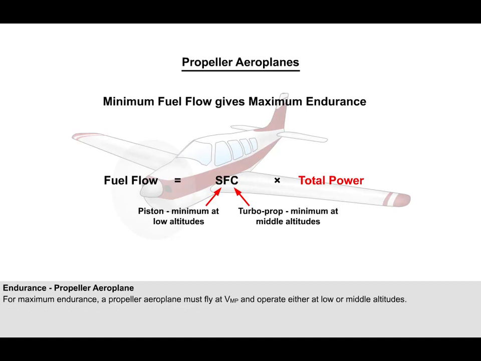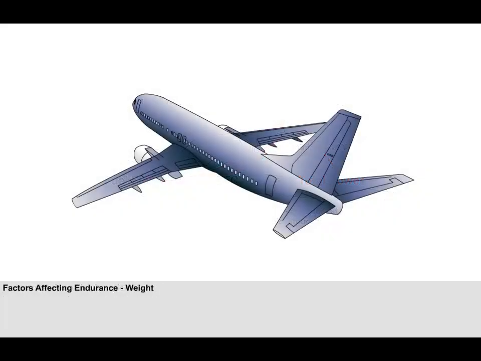Therefore, the only other way to minimize fuel flow is to use the minimum amount of power. This can be achieved by flying at the speed for minimum power required, or VMP. Note that for a propeller aeroplane, it is VMP that is the speed for maximum endurance, whereas for a jet, it is VMD. Having studied how to achieve maximum endurance for both jet and propeller engines, let us now examine what factors actually affect endurance.